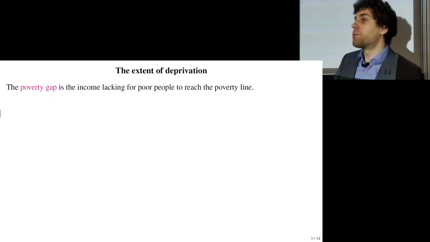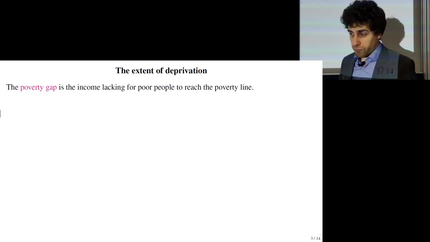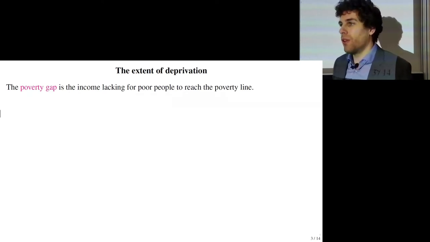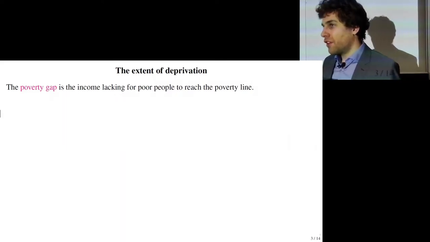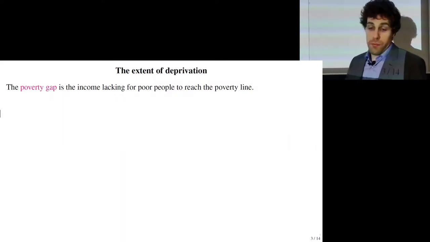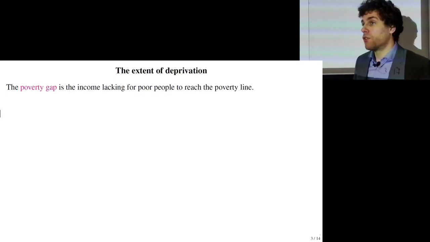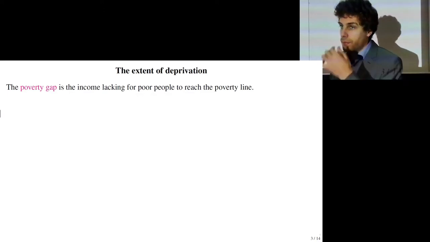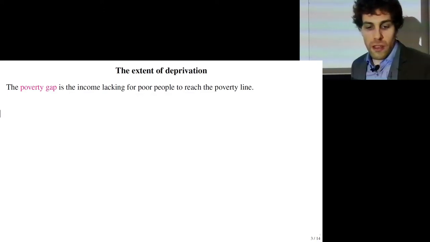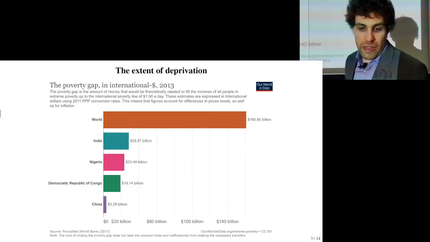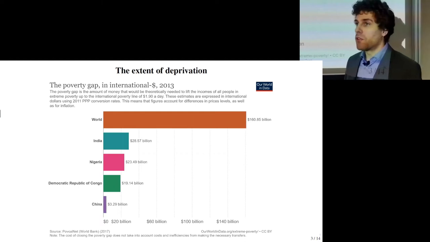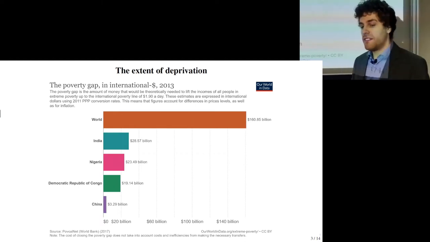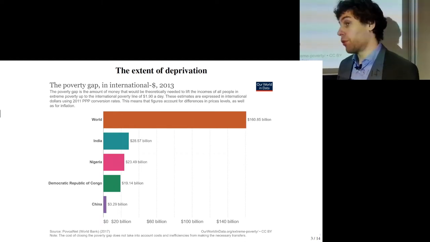And now if there are 1 million people in a country, and they are all at $600, then the poverty gap of the country is $400 million. Okay. This is an estimate of the global poverty gap: $160 billion per year.